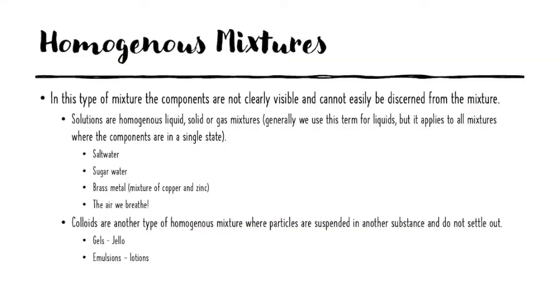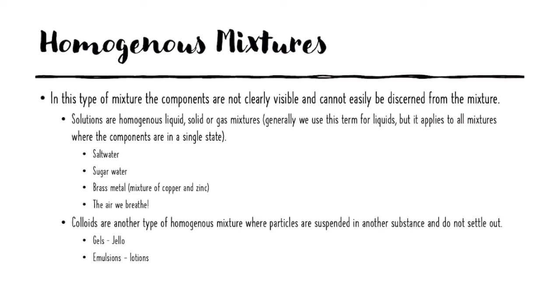All right, so a homogeneous mixture is a type of mixture where the components are not clearly visible. So you can't look at it and easily discern the different parts of these mixtures. These are blended so well that they just look like one substance. An example of homogeneous mixtures would be solutions. And although we tend to use the word solution to describe more liquid mixtures, the word solution actually can describe any mixture where the components are in the same single state.